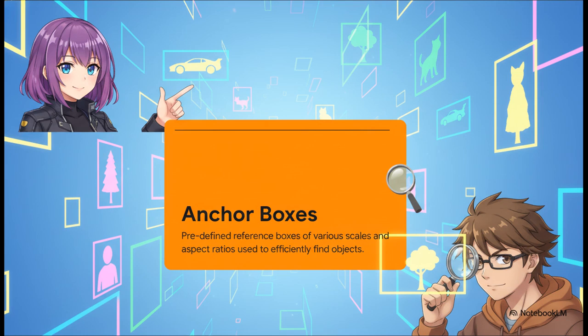It's called anchor boxes. The best way to think about them is like a set of stencils. Before you even start, you create a bunch of these reference boxes. Some are tall and skinny, some are short and fat, some are big squares, some are small. Then, the RPN basically slides these stencils all over the image. Instead of just asking, is there something here, it asks, is there something here that looks like my tall stencil or my wide stencil? By doing this, it can find objects of all different shapes and sizes in just one go. It's super, super clever.